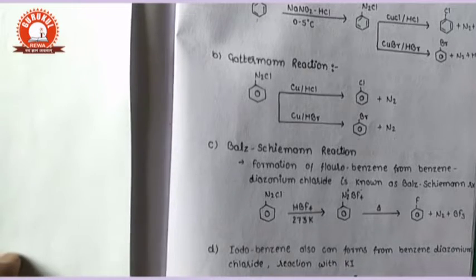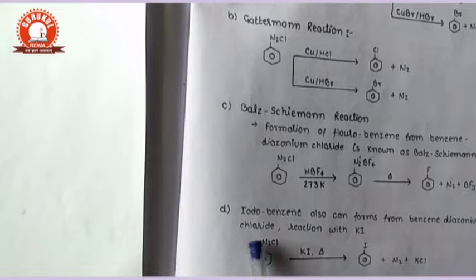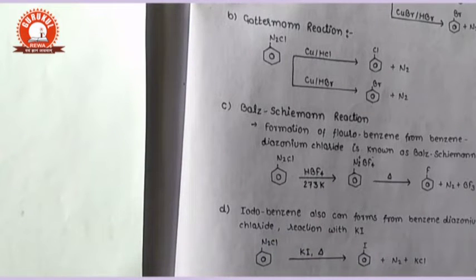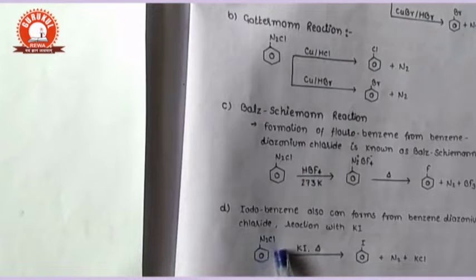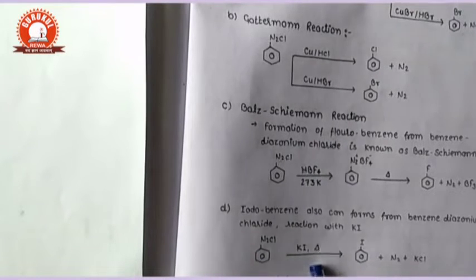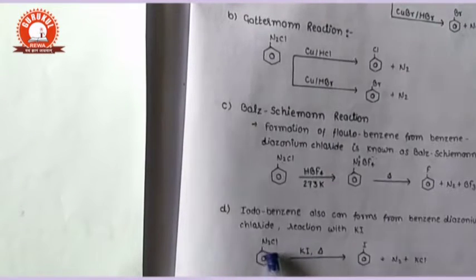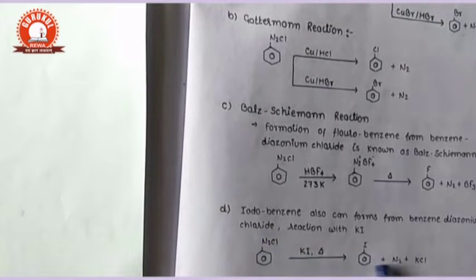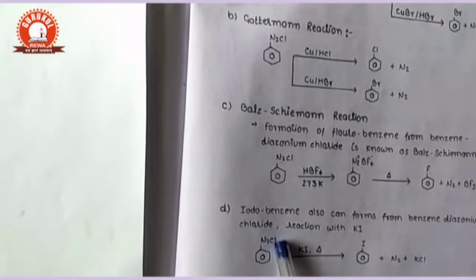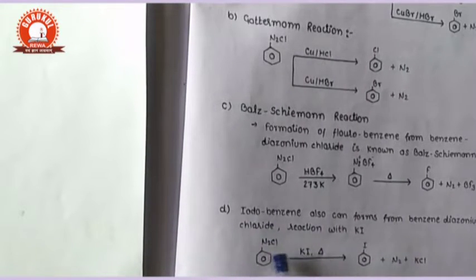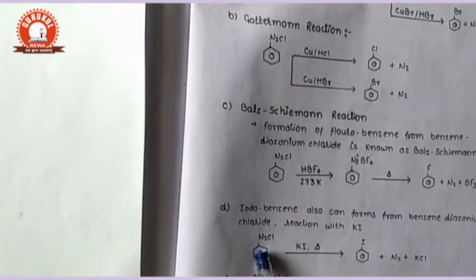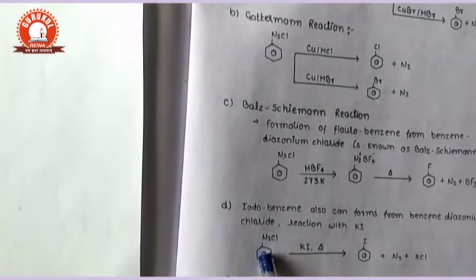Next, and it is very important also, is iodobenzene. As we know, it is not formed directly from benzene, so we form the iodobenzene from benzene diazonium chloride when it reacts with potassium iodide at high temperature. In the same way nitrogen will be released, K and Cl will be eliminated, and this iodine is attached to the carbon, so we can form iodobenzene from this reaction.